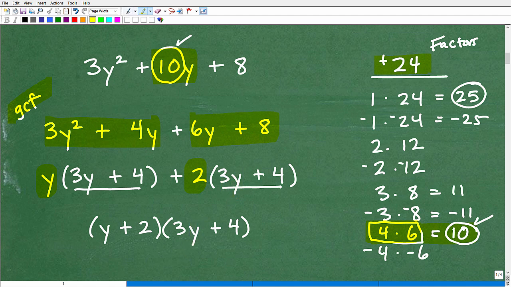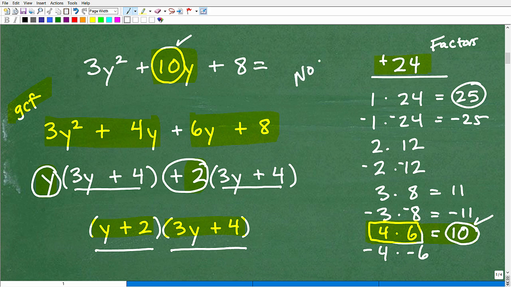So one of our factors for our answer is going to be 3y plus 4, and the other one is going to be y plus 2. And there you go. So you can see y plus 2, that's one factor, and then 3y plus 4 is the other, and we are done. Okay, we just factored this right there. So you might want to pause and think about this. Better yet, maybe even take a few little notes. Okay, and we're going to go ahead and do some practice problems here.